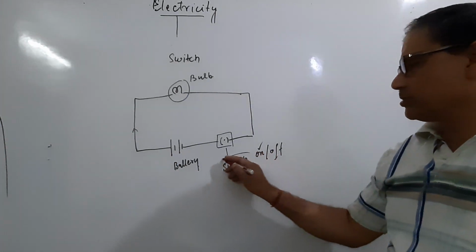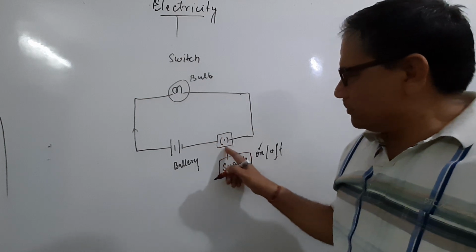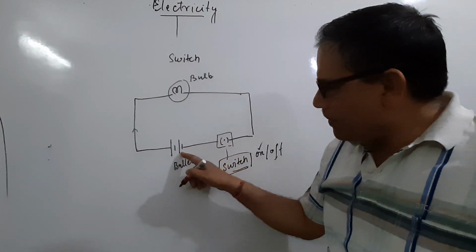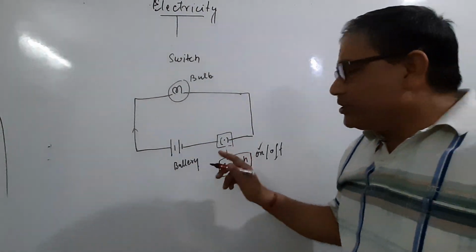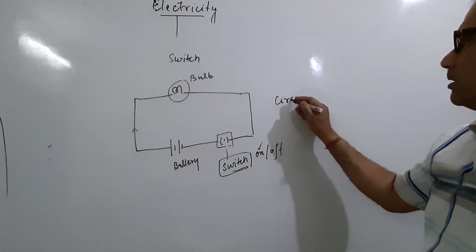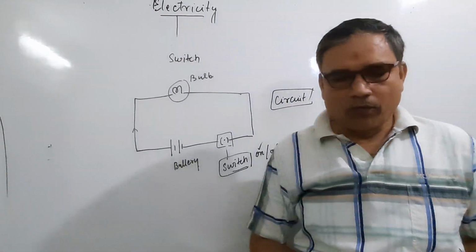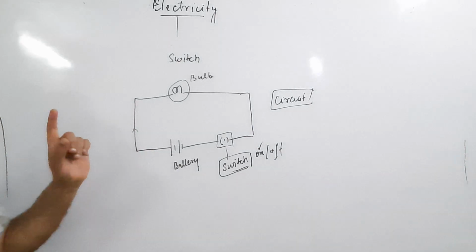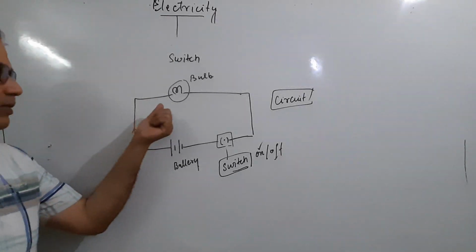Then what is the switch? Switch is the interlink. Interlink means the connection between the battery and the bulb, which opens or closes the circuit. Here the word is circuit. It opens or closes the circuit. When the switch is on, the bulb will glow. When the switch is off, the bulb will not glow.